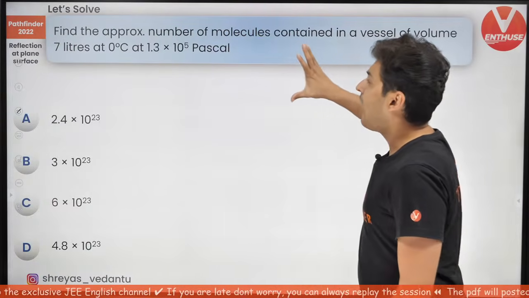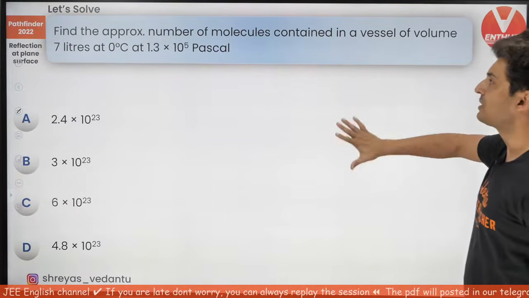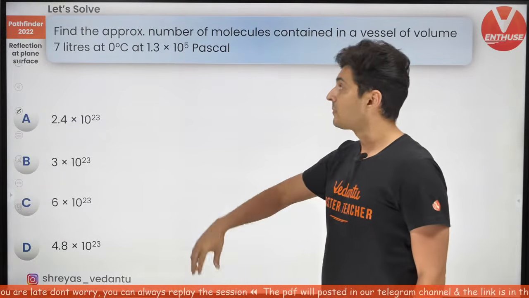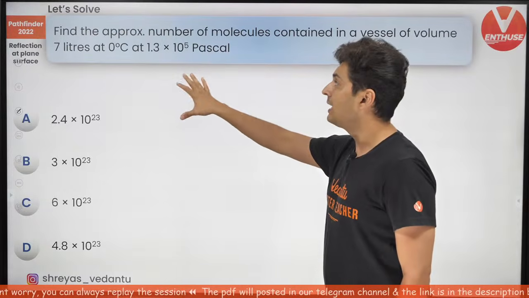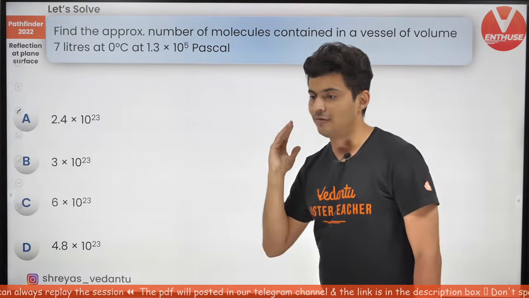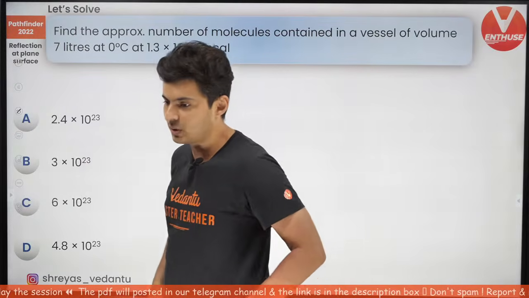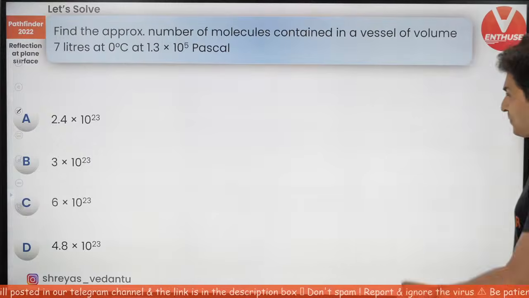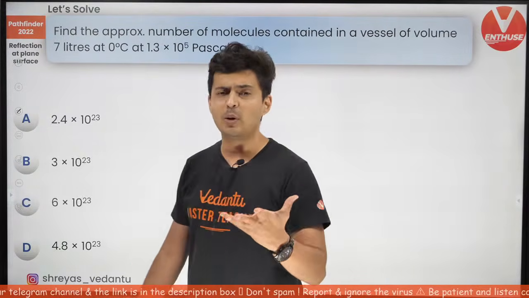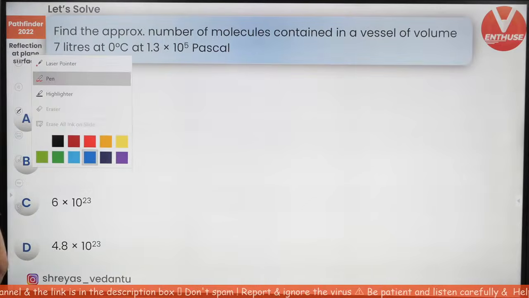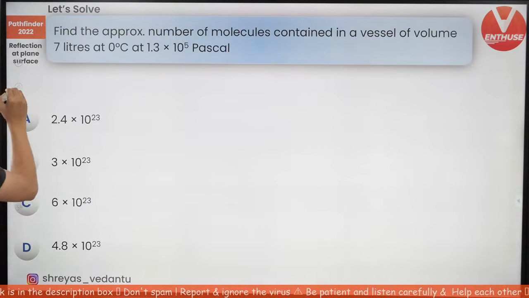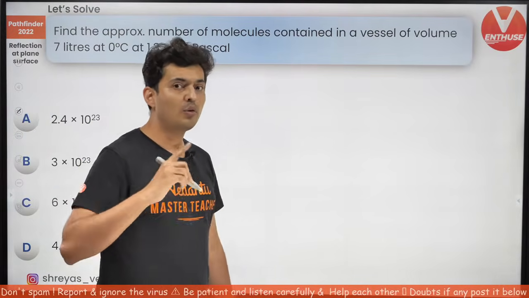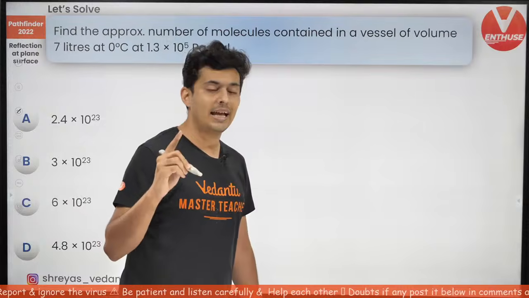Now, guess the approximate number of molecules in a vessel whose volume is 7 liters at 0 degrees centigrade and the pressure is 1.3 into 10 to the power 5 Pascal. Let's see how many of you can do this. Interesting question. Find the number of molecules. Let's see what we actually need to do. First of all, we need to find the number of molecules. That means we need to find the number of moles. And if you want to find the number of moles, I think we should make use of the gas law equation.